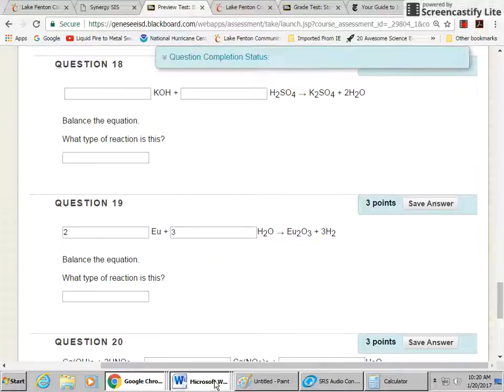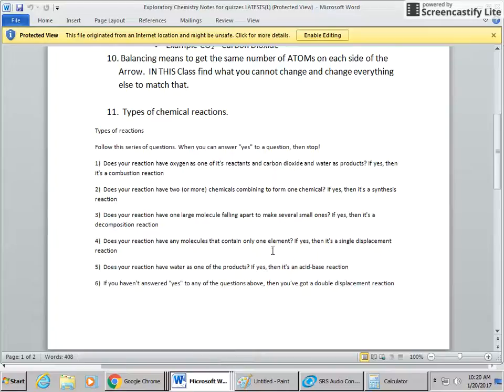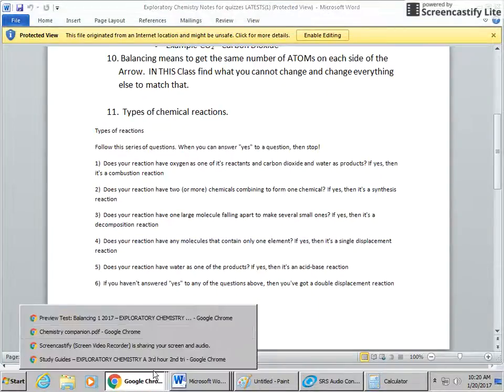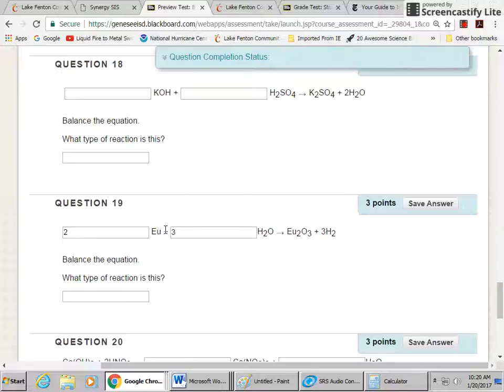If I come to my worksheet and I look, does your reaction have any molecules that contain only one element? If yes, then it's a single displacement. So you have to go through all of these questions to find the one. Does your reaction have any molecules that contain only one element? And you come back and you go, look, it has one element, single displacement.